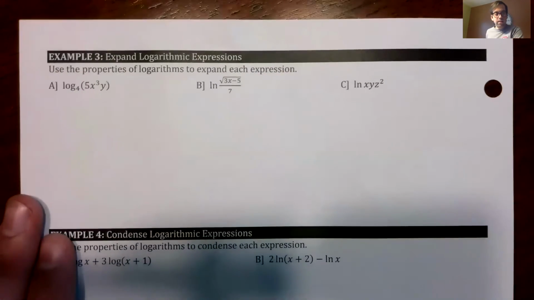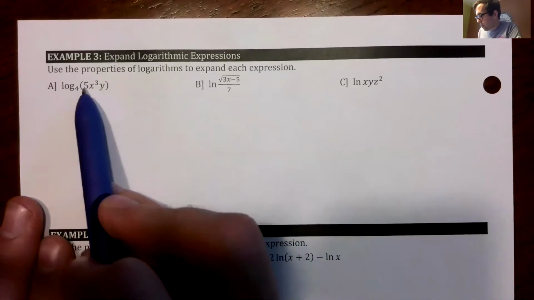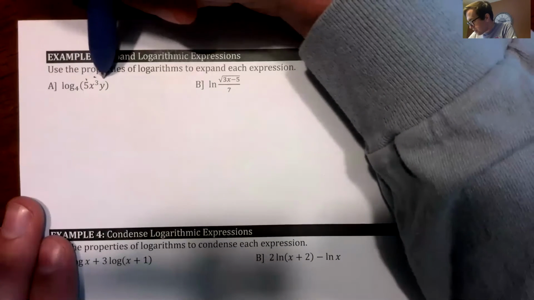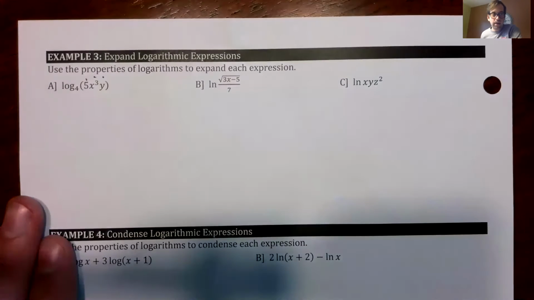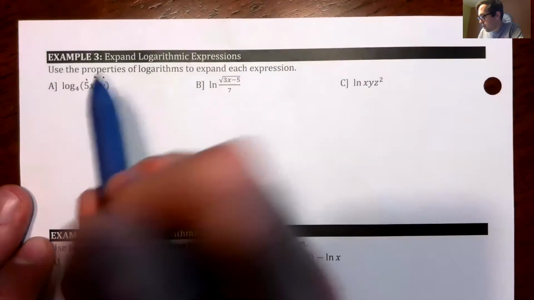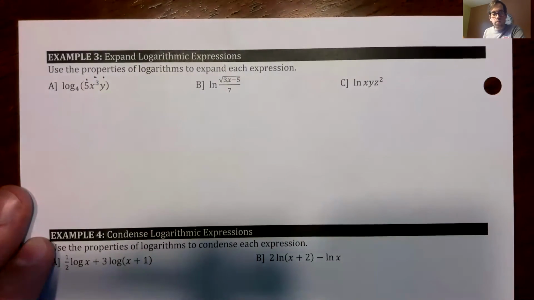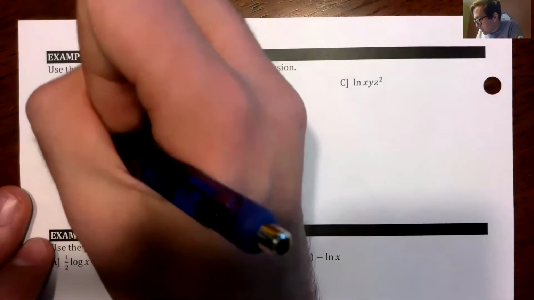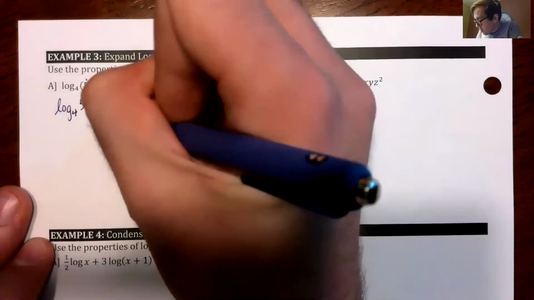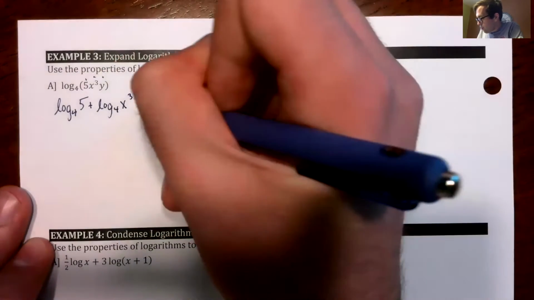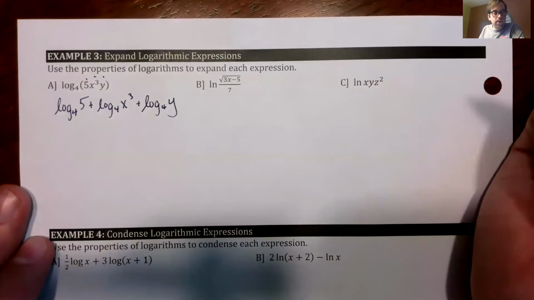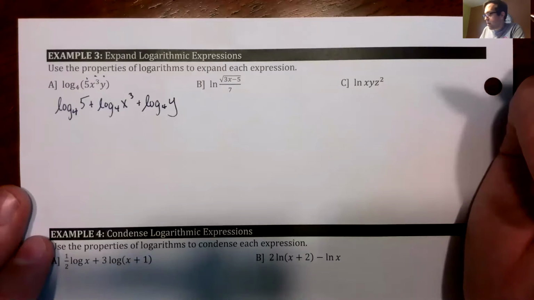So in example 3, part A, log base 4 of 5x cubed y. So I see 3 things, the 5, the x cubed, and the y, that are all multiplied together inside of this logarithm. So I'm going to separate this first into 3 different logarithms, because that's part of expanding, right? We're going to try to make it longer or bigger. And each log itself is going to be simpler. So we're going to have log base 4 of 5 plus log base 4 of x cubed plus log base 4 of y.